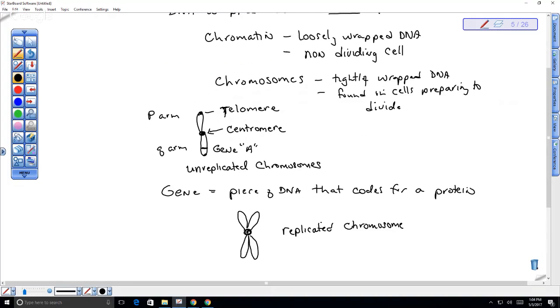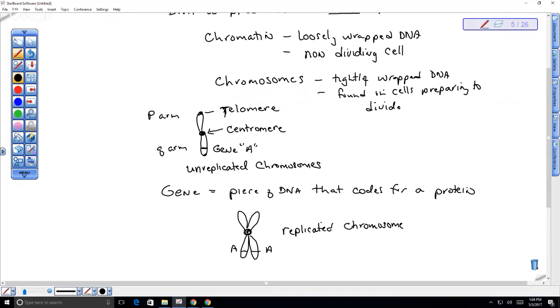So notice that it would have two copies of that gene A. Okay, so that's what's called a replicated chromosome. So you need to know the difference. Like if I do that, is that unreplicated or replicated? So you can say, oh, this one's replicated, that one's unreplicated.